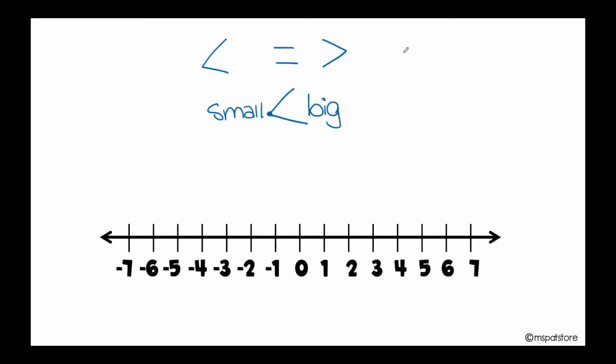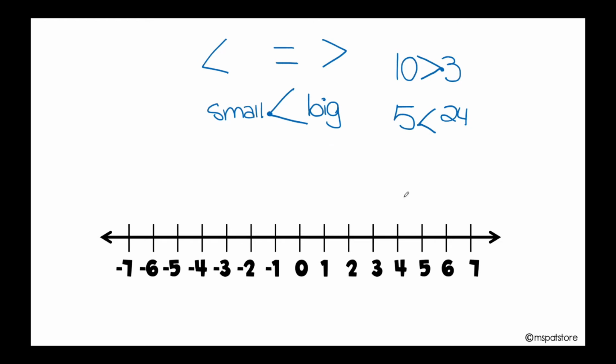For example, I might say 10 is greater than 3. You see? I am pointing at the small number and the opening is facing the big number. Another example could be 5 is less than 24. I'm pointing at the 5 that is less than 24. All right? The opening is facing the 24.